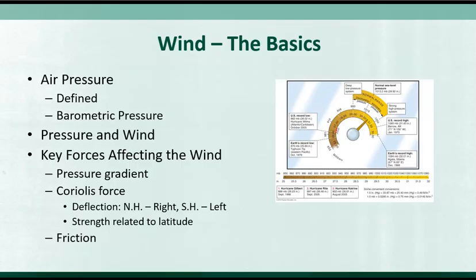Another force that affects the wind is friction. In places where there are trees or mountain ranges, the wind tends to be slowed down by the air moving over it, compared to what we find in the upper atmosphere, where the wind can move quite freely without obstruction and therefore much faster.